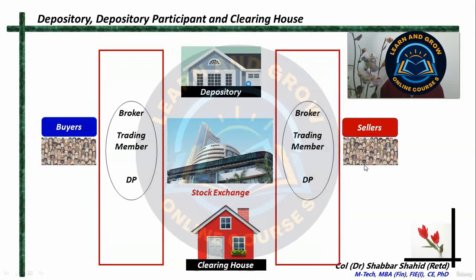You may call them by any name. You may call them the broker, you may call them the trading member, you may call them the depository participant, depending upon the country in which you are and what slang is used over there. You may call them by that name. But ultimately, the same agency is doing all these three functions, and then they are charging you a small fee for that. Normally, it is called the broker's fee or the brokerage charges.